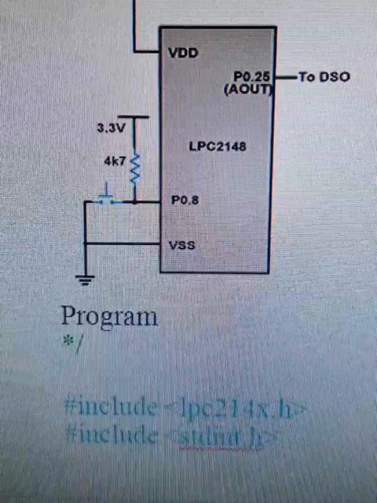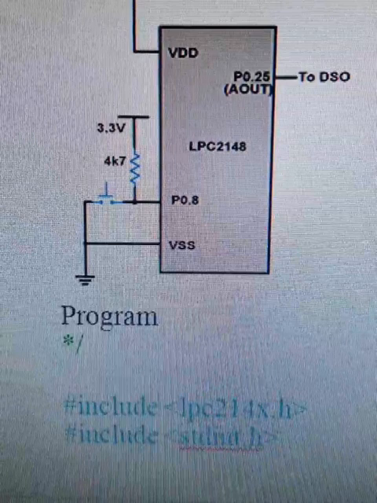These pins are connected to 3.3 volt through pull-up resistors, and the switches are connected as shown in the figure. Only the switch for P0.8 is shown in the figure, and the switches are connected in a similar manner for the other 3 pins. If we connect the DAC output pin P0.25 to the oscilloscope, we can observe the different waves. In the figure is the simple program for the LPC 2148 DAC.